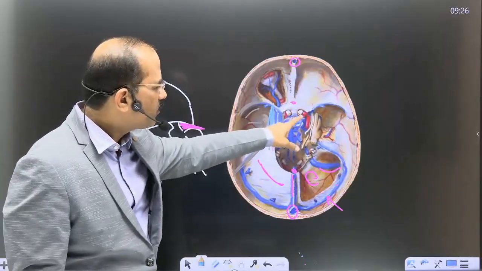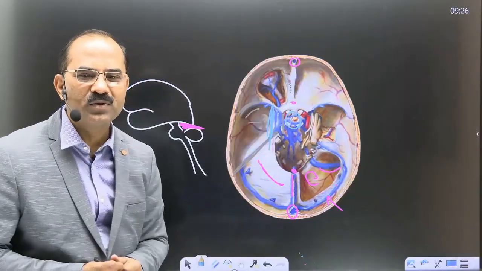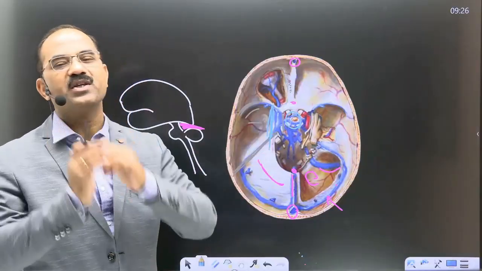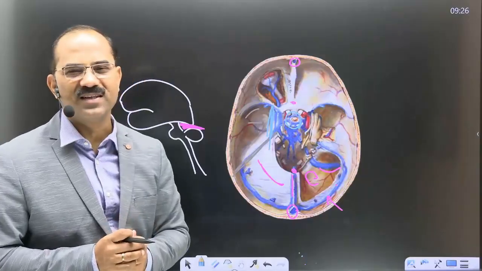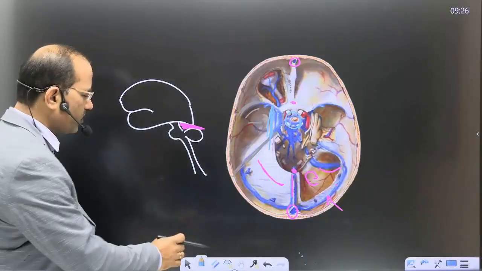What lies in the medial wall? What is this for? That's for the pituitary gland, sella turcica. So the medial relation of the cavernous sinus is the sella turcica. Okay. Just let me draw this cavernous sinus for you.